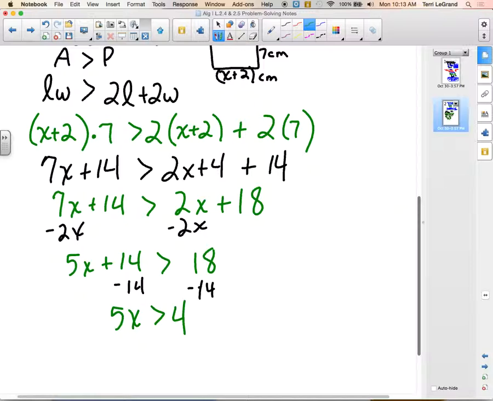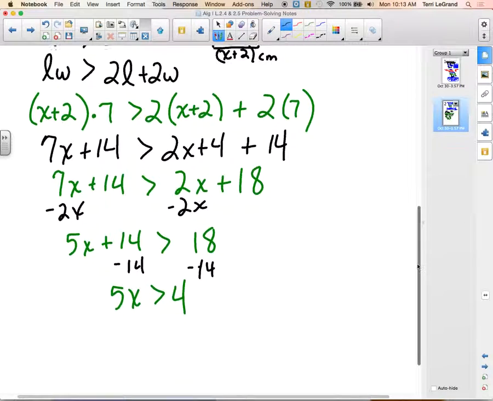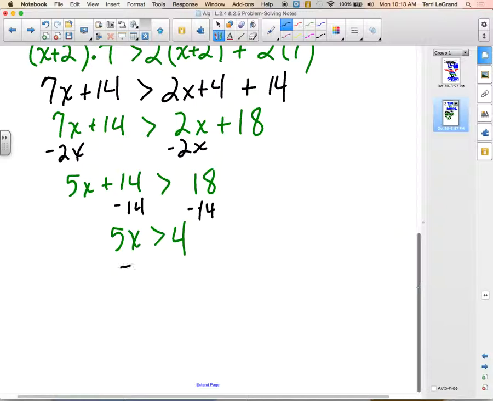And then our brain might want to go to, wait a minute, it can't be that because they didn't get a nice number. But it can be. It didn't say it had to be an integer value. It didn't say round to the nearest integer value. So we're going to continue on and divide by our 5. Is 4/5 a nice decimal? No. What is the nice decimal for 4/5? 0.8. So we get x is greater than 0.8.